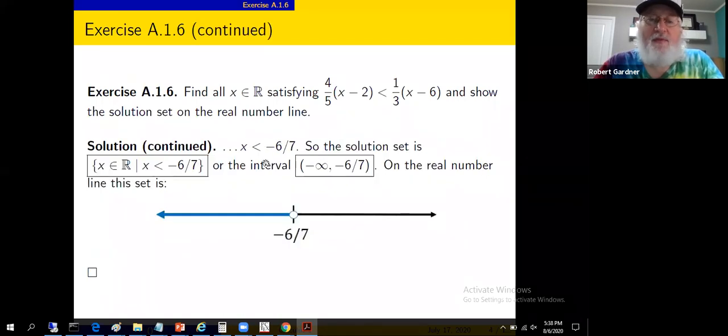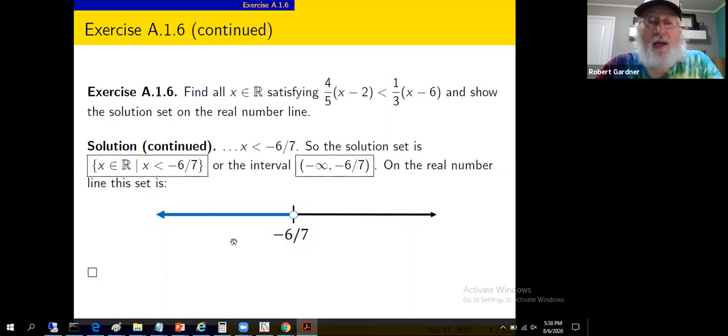Okay, there's where we left off in the previous slide. As a set, we could write that as the set of all x, a real number, such that x is less than negative 6 over 7. As an interval, we could write it as the interval from negative infinity to negative 6 over 7, not including, little parentheses, not a square bracket, not including negative 6/7. It was a strict inequality here.